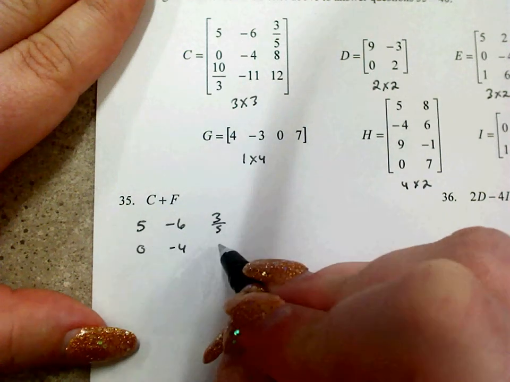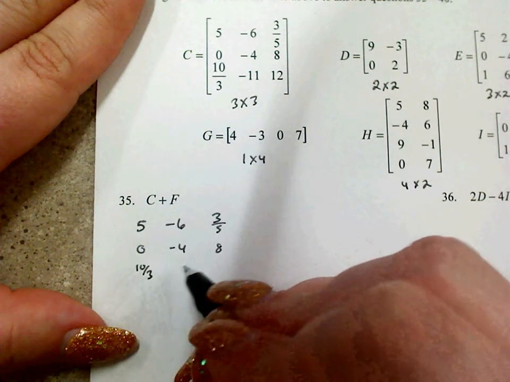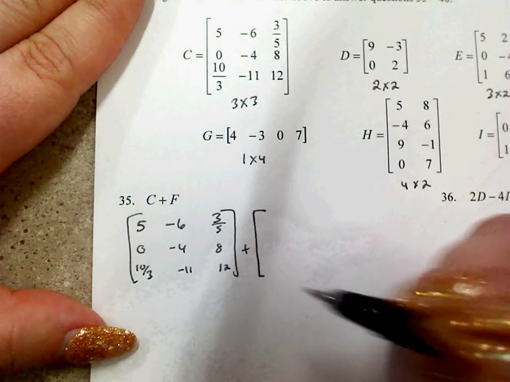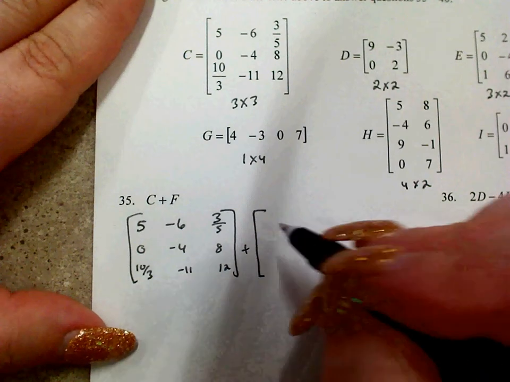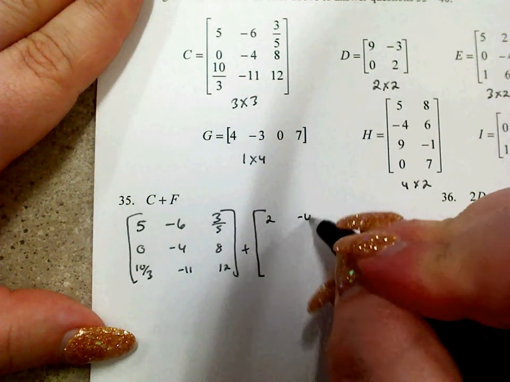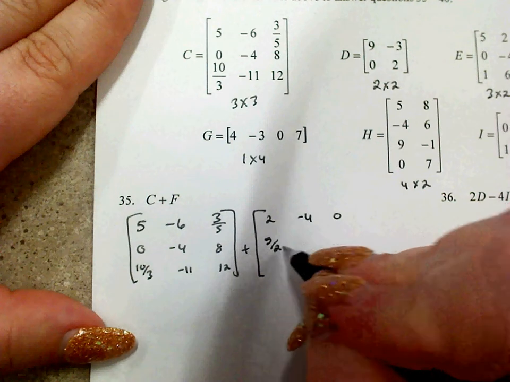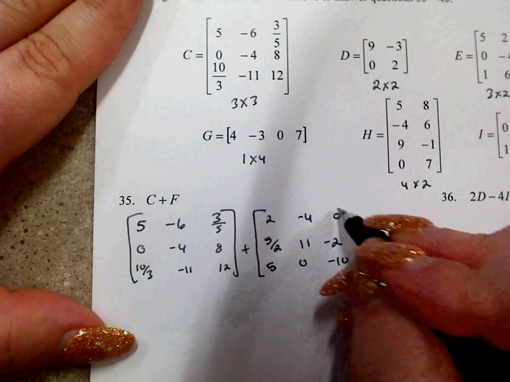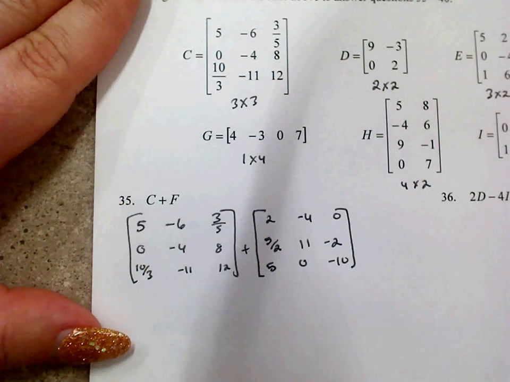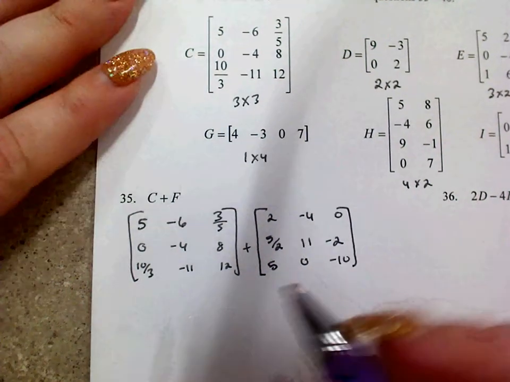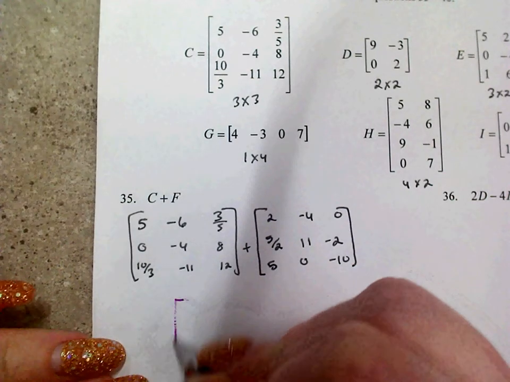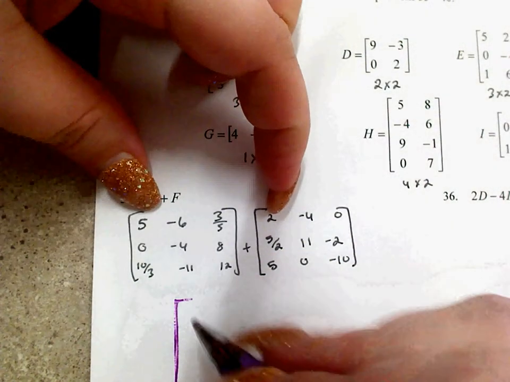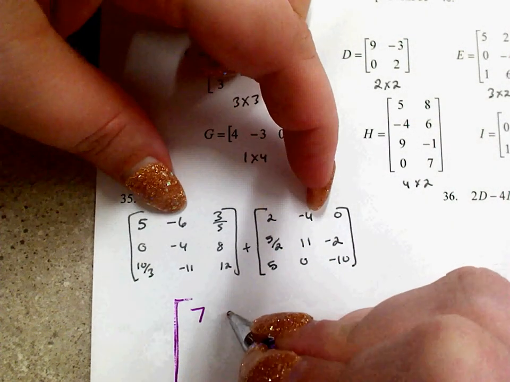10/3, negative 11, and 12. We're adding that to F, which is 2, negative 4, 0, 5 halves, 11, negative 2, 5, 0, and negative 10. We're going to do this without a calculator because we can. If you add a 3 by 3 and a 3 by 3, you get a 3 by 3. So row, we're going to add these. 5 plus 2 is 7. Negative 6 plus negative 4 is negative 10. 3/5 plus 0 is 3/5.